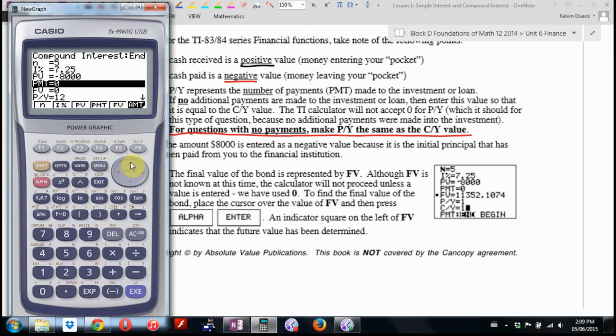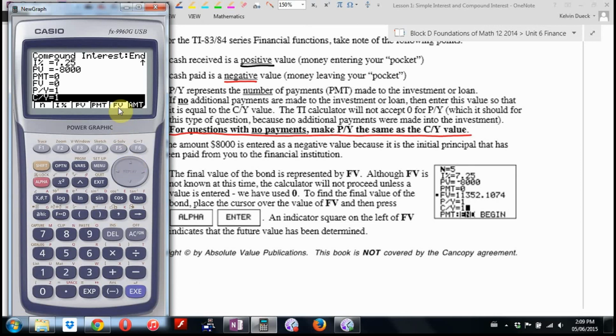Are they making us extra payments per year, or are they just paying it off to us at the very end? So 0. Final value, just leave as is. We're going to calculate the final value, so for now, we're going to leave it blank. It's being compounded once per year. And since they're not making payments, we have to make payments once per year, even though that's technically wonky.